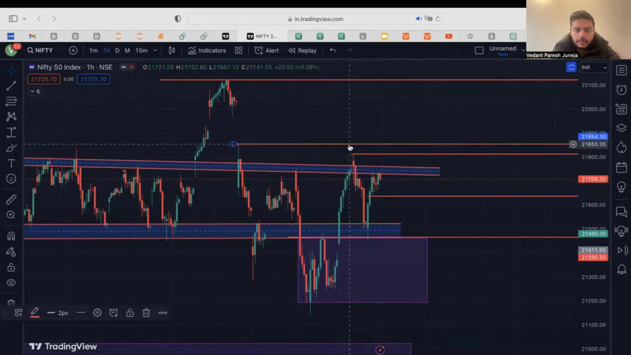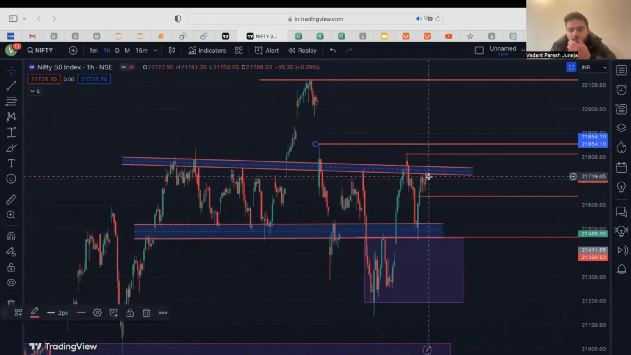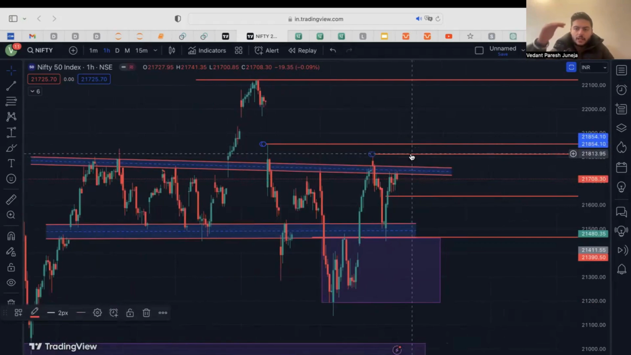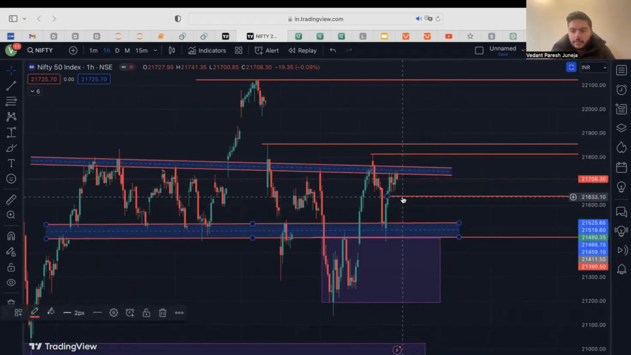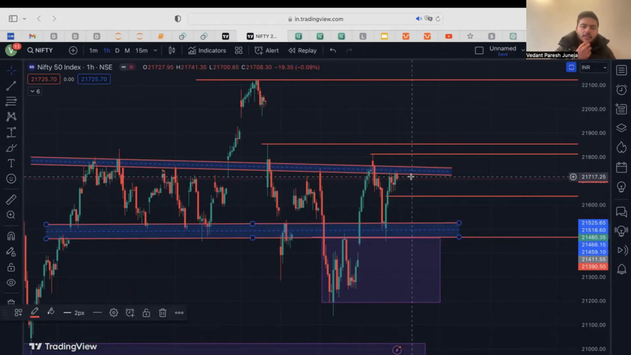So I believe until and unless we break out of this range, under these levels, we might continue to go sideways. For example, if we open gap down tomorrow and we sell off till here and we don't break below this, I guess we will have again a bounce from here. That's how mostly budget days are. They are pretty volatile. According to my backtest, and you can also go and backtest, most of the budget days tend to expire sideways, but there is volatility on both sides.